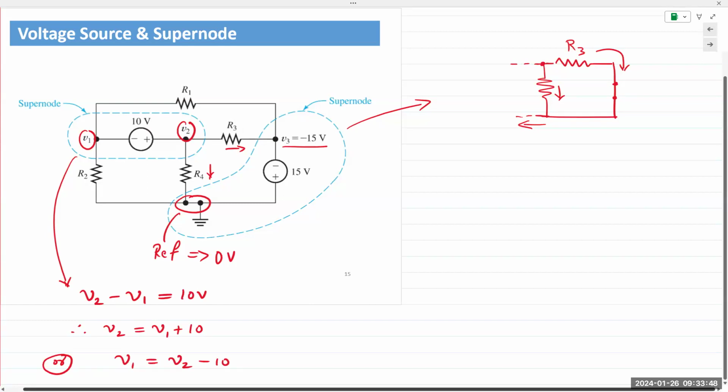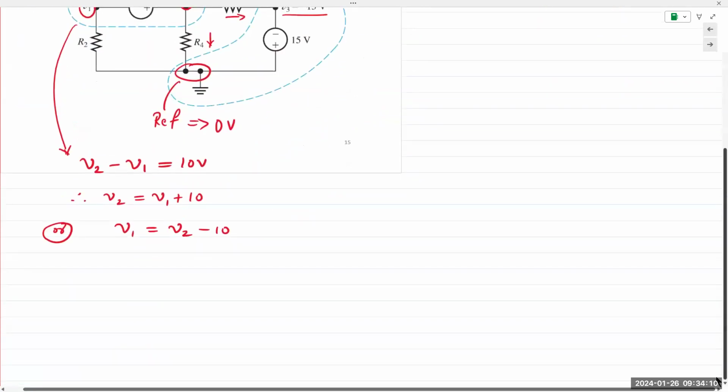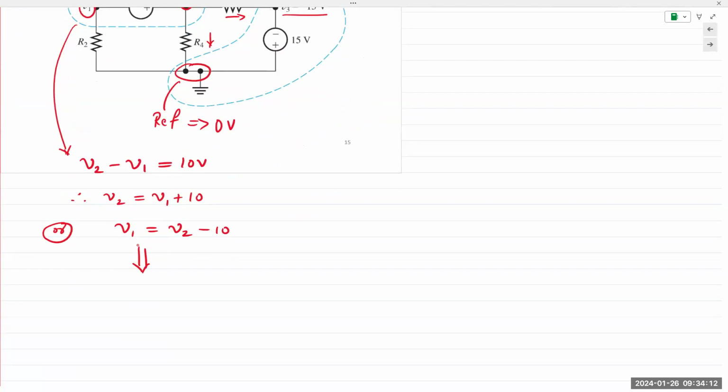And then when I have my equations at the end, these two variables, since they can be described in terms of each other, you can pick and choose which one you wish to use, and you can eliminate one variable. Make sense? Right? So after you do this, you combine it as a supernode.